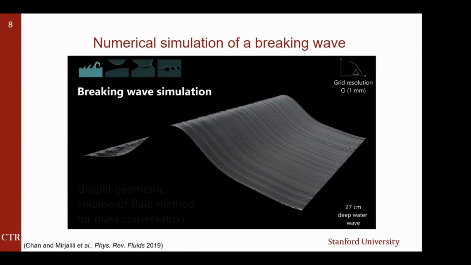To carry out this investigation, we ran several simulations of a 27-centimeter water wave, so slightly smaller than the 2-meter waves of the experiments, and we used a grid resolution of 1 millimeter, so somewhere on the order of the Hinze scale. So I'm about to show you how this simulation evolves, and what you're seeing here is the interface between air and water.